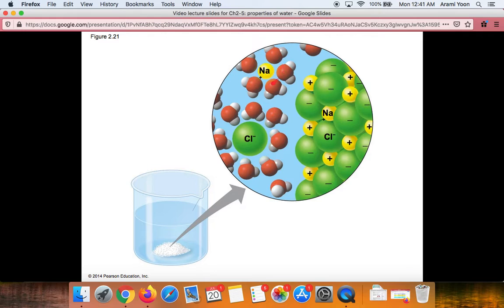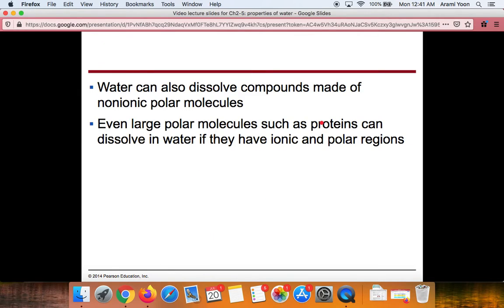And so these water molecules will completely surround a sodium ion and pull it away from its crystal. And similarly, they'll do that to a chloride ion and pull it away from its crystal. And so eventually the crystals will dissolve to the point where you can't even see them anymore. And at that point you have a homogeneous aqueous solution.